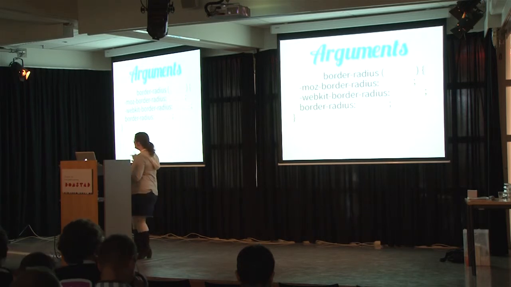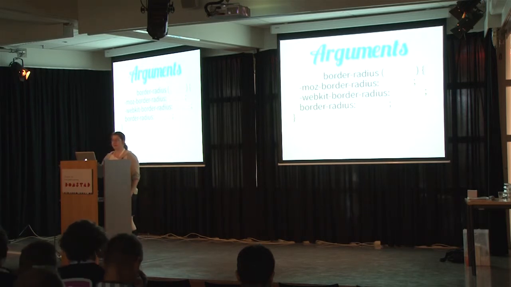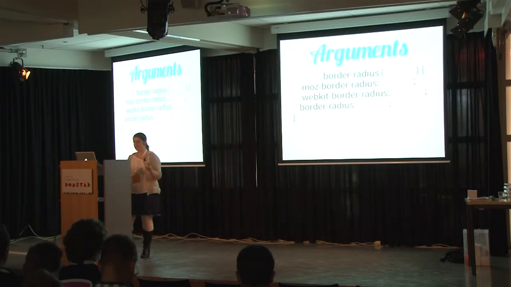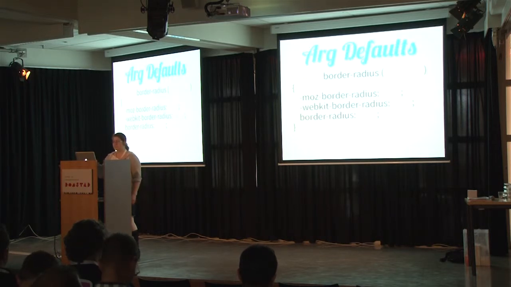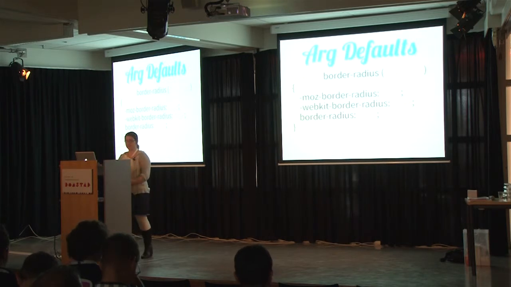Right, so this is almost perfect, but maybe we don't want to have to pass the radius every time. Maybe we mostly want it to be 5 pixels, but there's like 2 cases where we want it to be 20 pixels. So here's showing you what it looks like to pass an argument. But you can also define a default. So here, if no radius is passed in, 5 pixels will be used. If another value is passed in, that will be used instead.